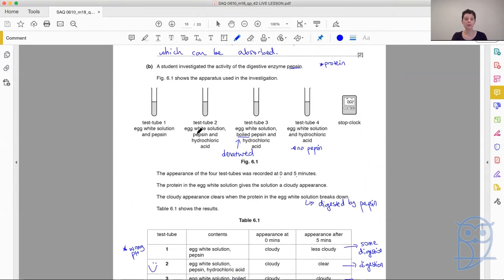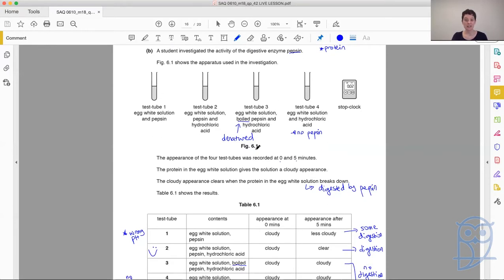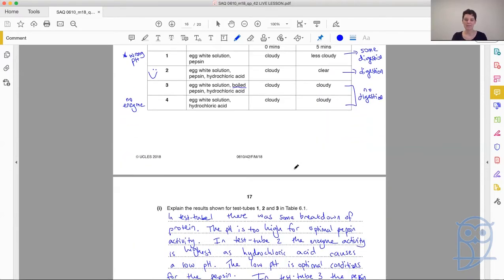So we had egg white and pepsin; egg white, pepsin, and hydrochloric acid; egg white, boiled pepsin, and hydrochloric acid. So the idea was we had enzyme activity in test tube 1, but not really because it wasn't at the optimum pH. Test tube 2 was brilliant because the pepsin was at its optimum pH. Test tube 3, we didn't get anything at all because our pepsin was boiled and therefore it was denatured. Now, test tube 4 is the one we'll be tackling today.